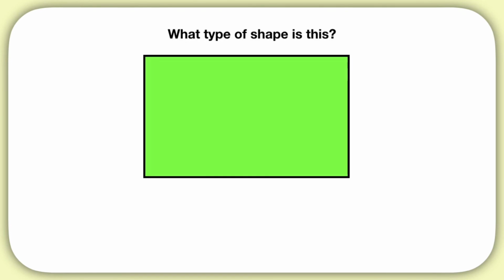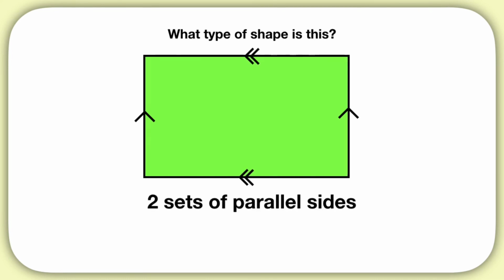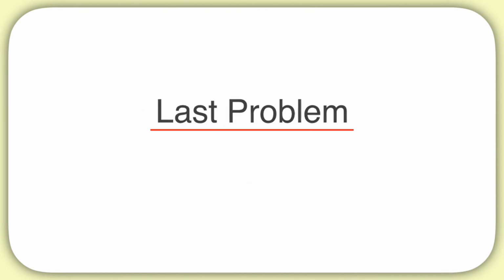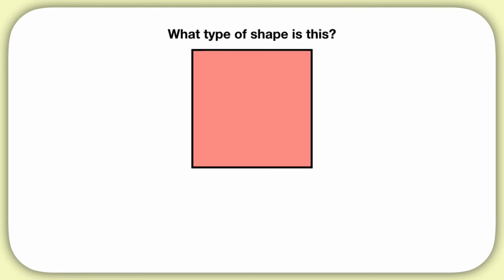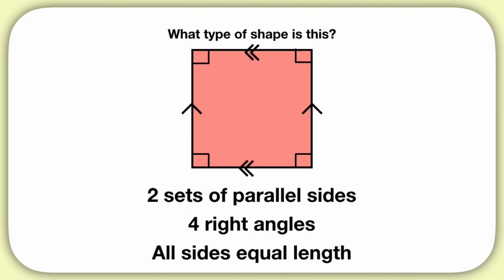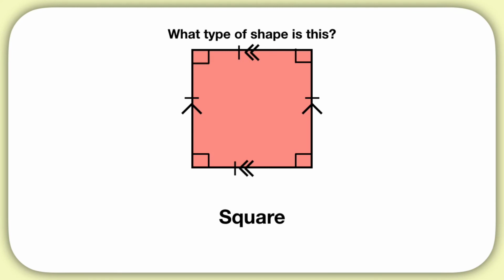You do. Look at this picture. What type of shape is this? It has 2 sets of parallel sides, 4 right angles. So it is a rectangle. Last problem for you. What type of shape is this? Yes, 2 sets of parallel sides and 4 right angles and all sides of equal length. Yes, this is a square.